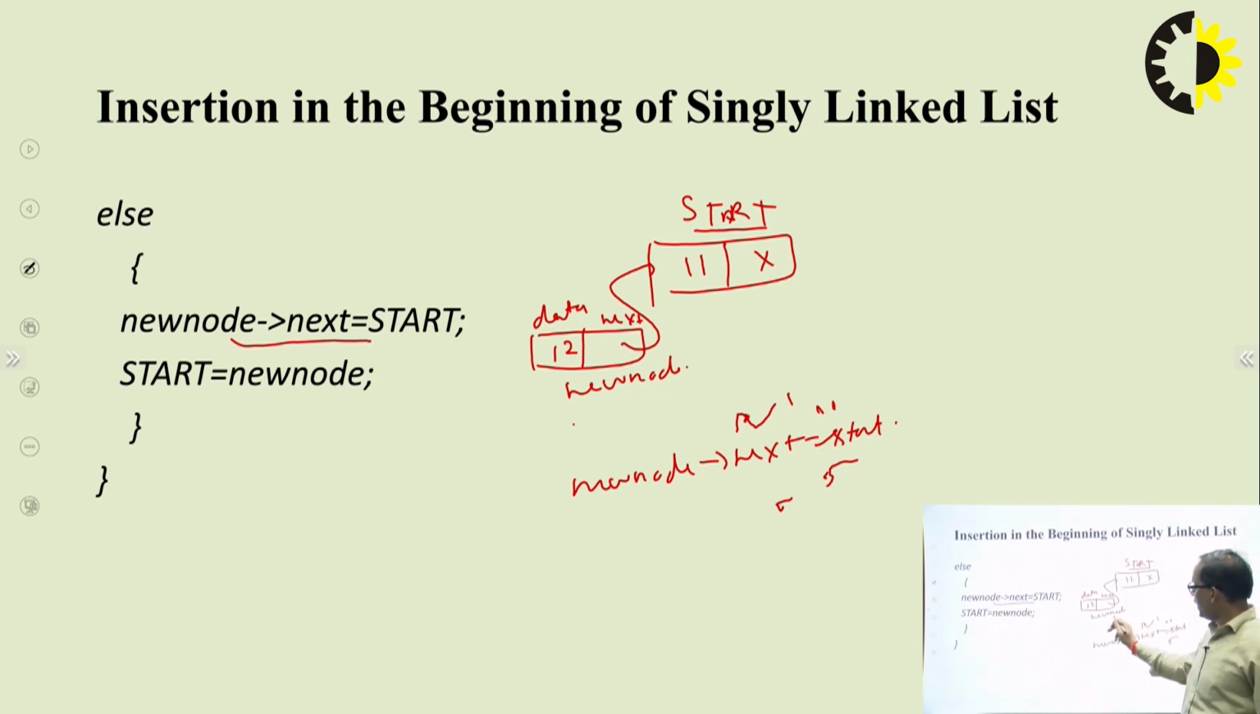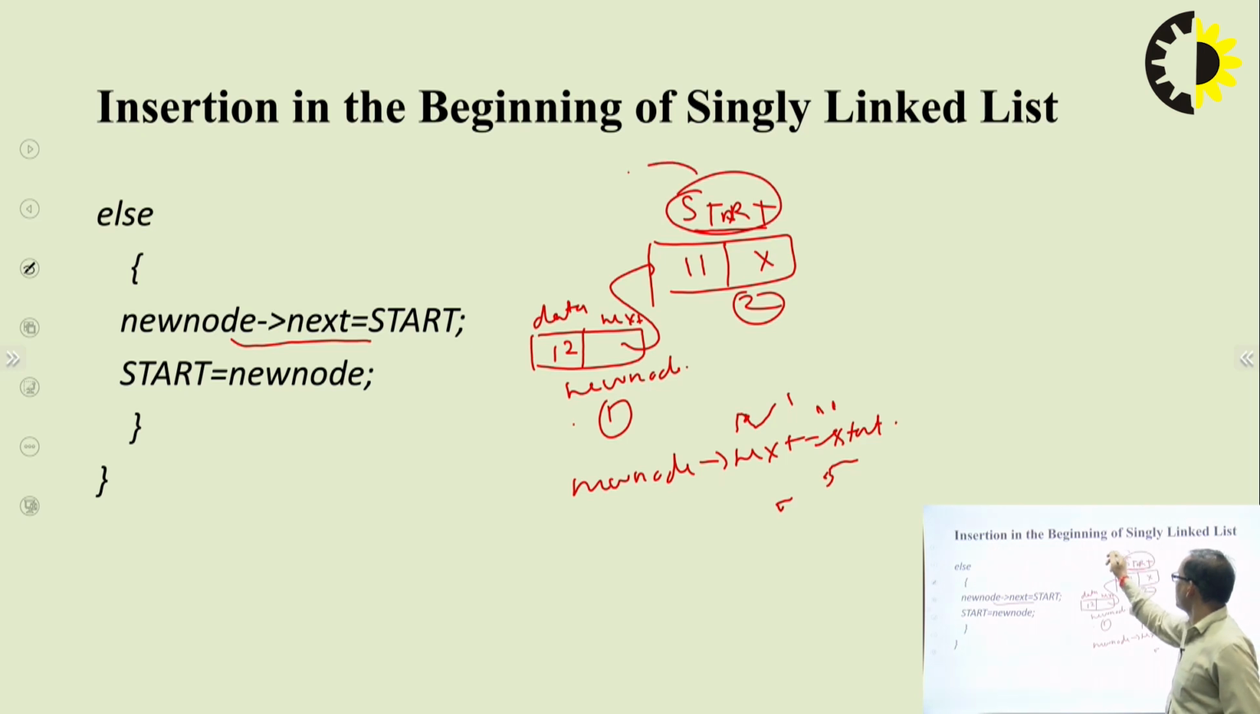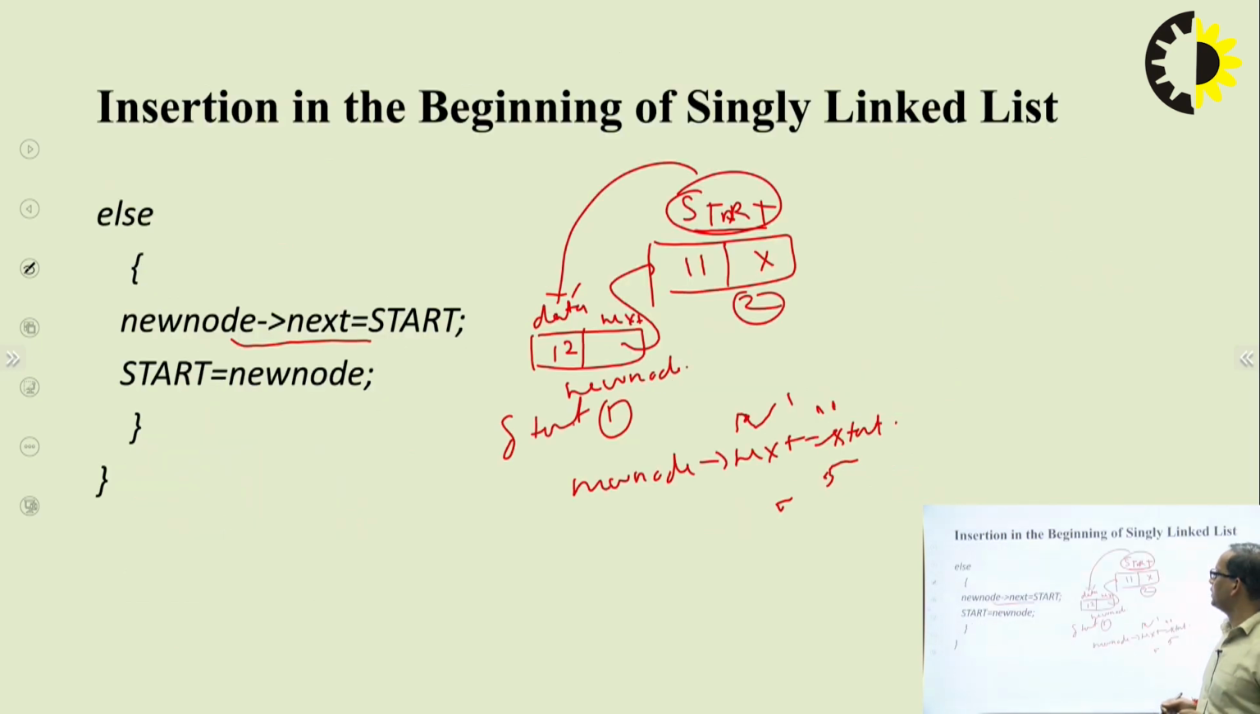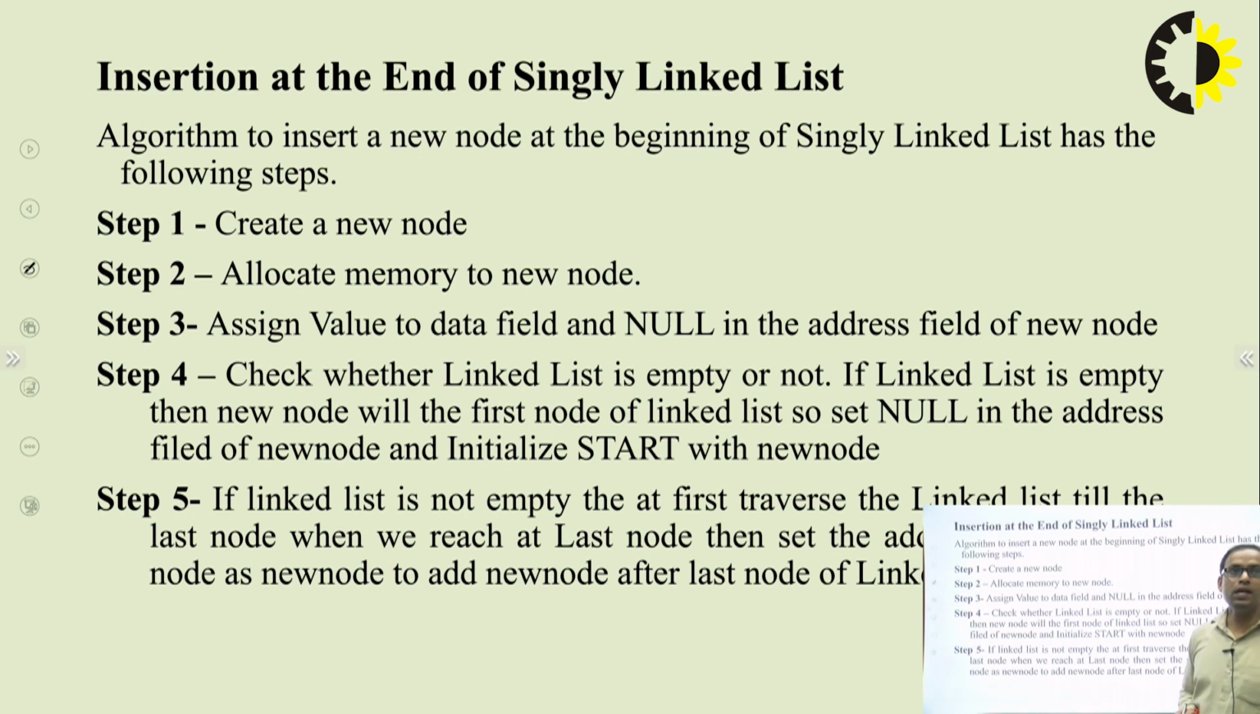Now after adding this node, this will be the first node of the linked list, and this will be the second. Now we have to change the reference of start to this. Now start will refer to this. Okay, so this is the pseudocode that we will use to insert a new node in the beginning of the singly linked list. Next, the second case is insertion at the end of the linked list.